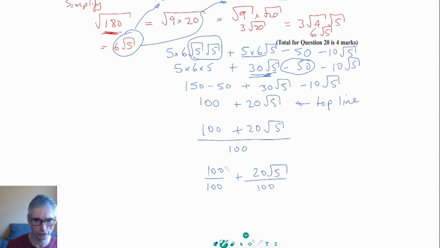And now 100 over 100 is just 1. And I'm going to simplify 20 over 100. I can see that I could divide top and bottom by 20. That would become 1, and that would become 5. So it would be 1 plus root 5 over 5. And that's it. That's our final answer.